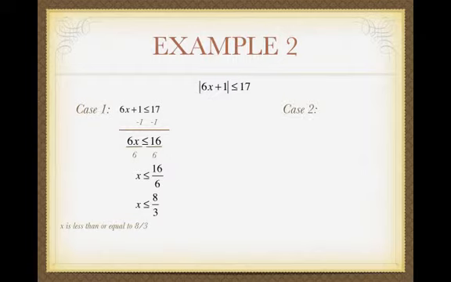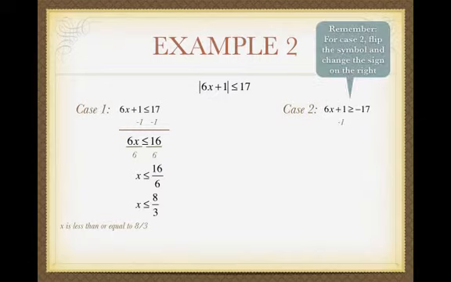Case 2, again, we want to flip that inequality symbol and change the right-hand side to a negative. And then we can solve. So again, we subtract 1 from both sides, just like the other problem. And we're going to get 6x is greater than or equal to negative 18. Divide both sides by 6. And 6 does divide into 18 evenly, so we get x is greater than or equal to negative 3.